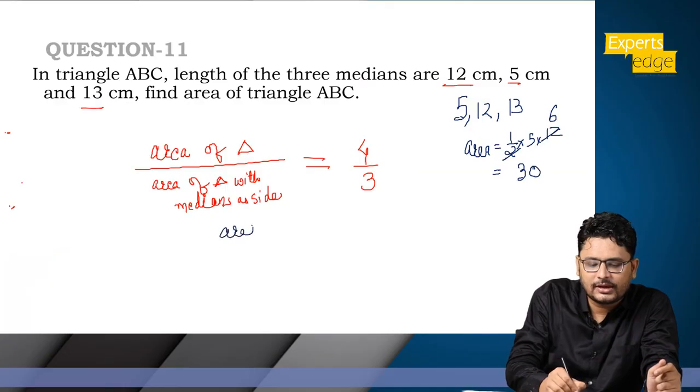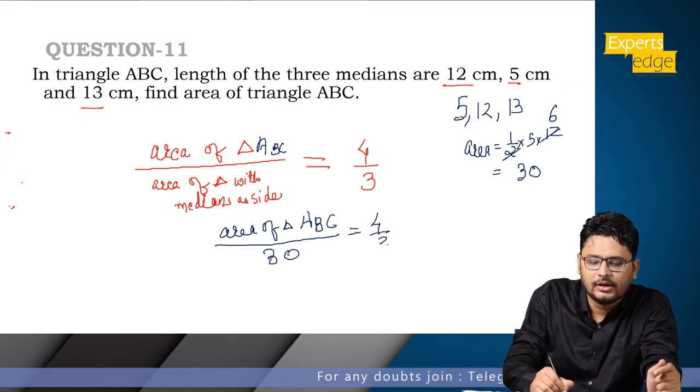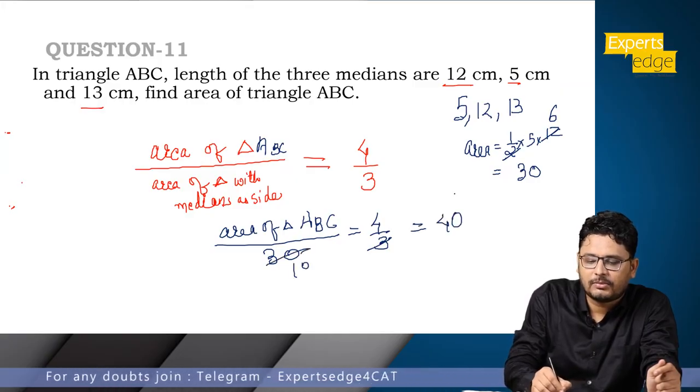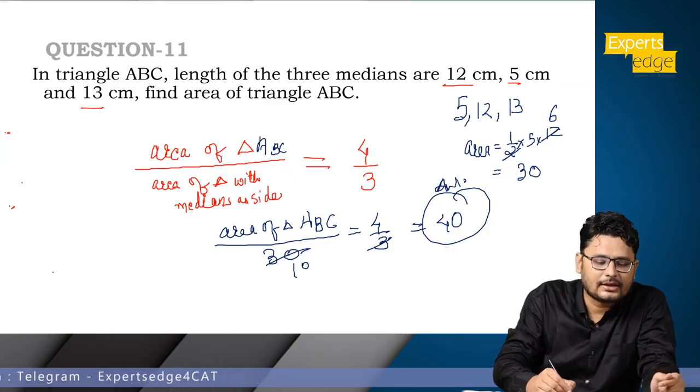So what will be the area of triangle ABC? The denominator is 30, so just solve this. How much is it? 40, right? So the required answer is this 3, and this is 10, and this is 10 into 4. 40 should be my correct answer. Okay. Next question.